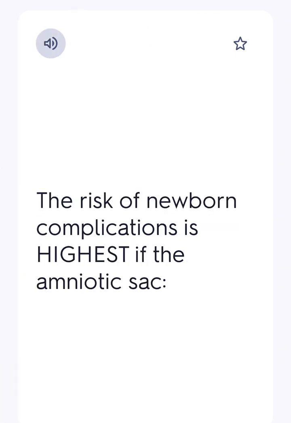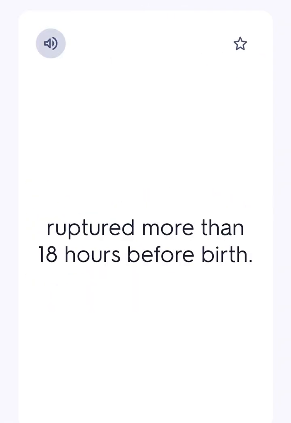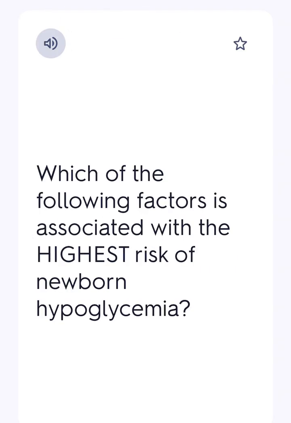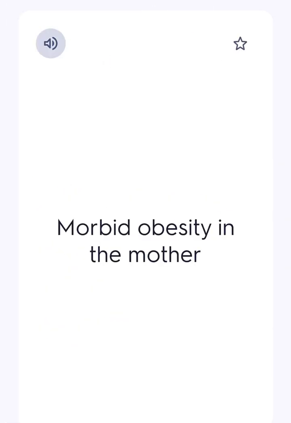The risk of newborn complications is highest if the amniotic sac ruptured more than 18 hours before birth. Which of the following factors is associated with the highest risk of newborn hypoglycemia? Morbid obesity in the mother.